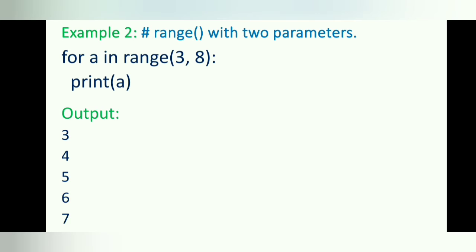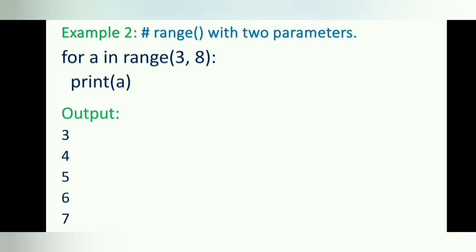Example 2. Range function with 2 parameters. for a in range(3, 8): print(a). The range function defaults to 0 as a starting value. However, it is possible to specify the starting value by passing 2 parameters to the range function.